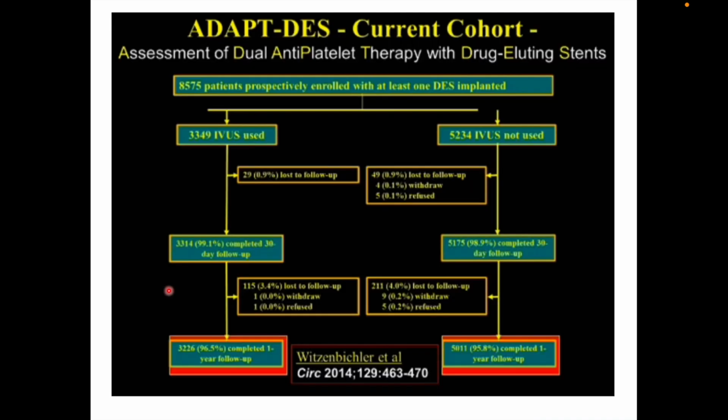I would like to draw your attention to the ADAPT-DES trial done by the Columbia group, including Greg Stone and Roxana Mehran, looking at dual antiplatelet therapy in drug-eluting stents. Now, there is a subgroup study looking at IVUS guided versus angio guided procedures. So there were over 3,000 patients in the IVUS guided procedure arm and 5,000 with angio guidance alone.